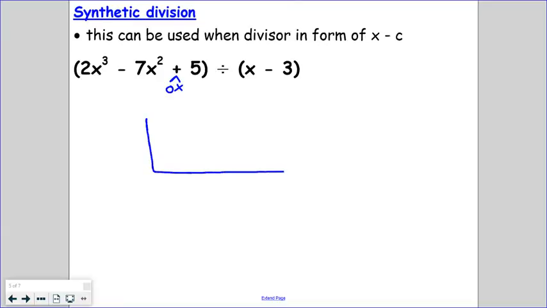When we set up our synthetic division, the inside of our synthetic division will be filled in with the coefficients of your polynomial. So 2, -7, 0, which is what's going to catch us if we're not careful, and 5. So if you don't remember this, make a note for yourself: coefficients of the polynomial.